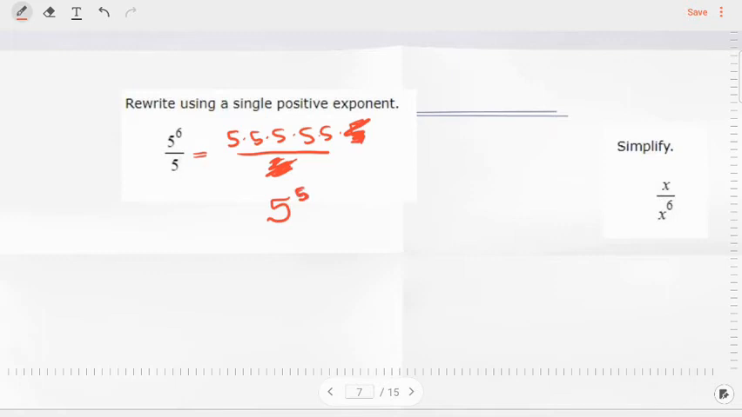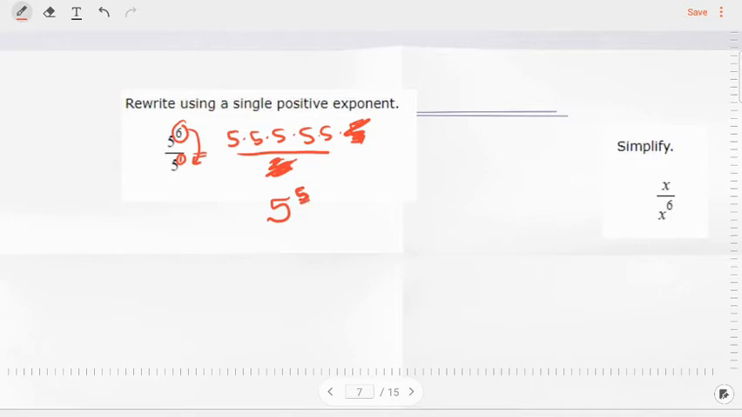Now notice what really happened was I had 5 to the 6th power on top and 5 to the 1st power on bottom. And when I have common variables or numbers with bases that are the same, all I have to do is take my exponents and subtract. 6 minus 1 was 5.